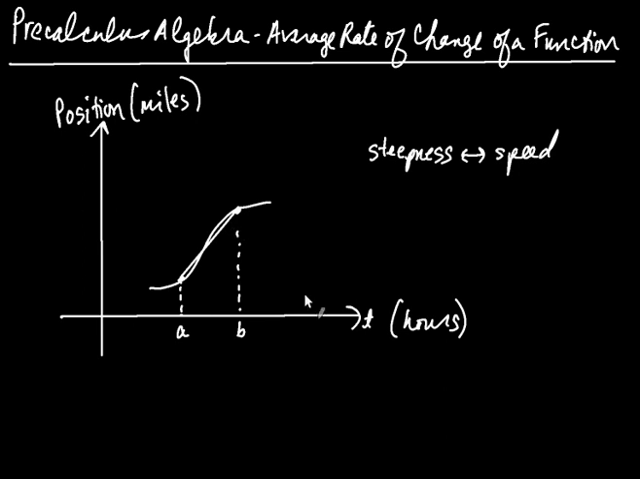Now the same thing is true not if you have just position versus time, but any function on the y-axis versus an independent variable x, okay? So we're going to study the average rate of change of a function, and all we have to do is calculate the slope of that line. Let's go ahead and do that.